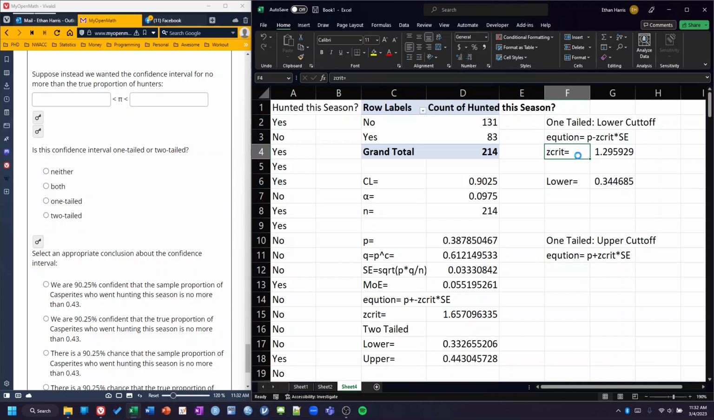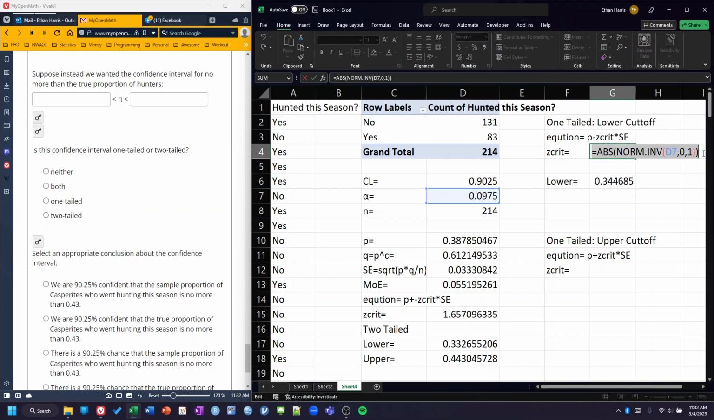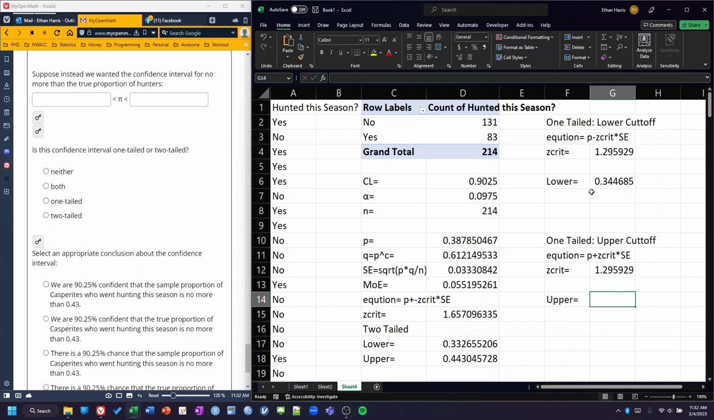The z critical is going to remain exactly the same. So I'm just going to copy this because we're still not dividing alpha by 2. Paste that in, same thing. And then for our upper, it's going to be equal to our proportion plus z critical times our standard error. Hit enter, and we have this upper of 0.43106.